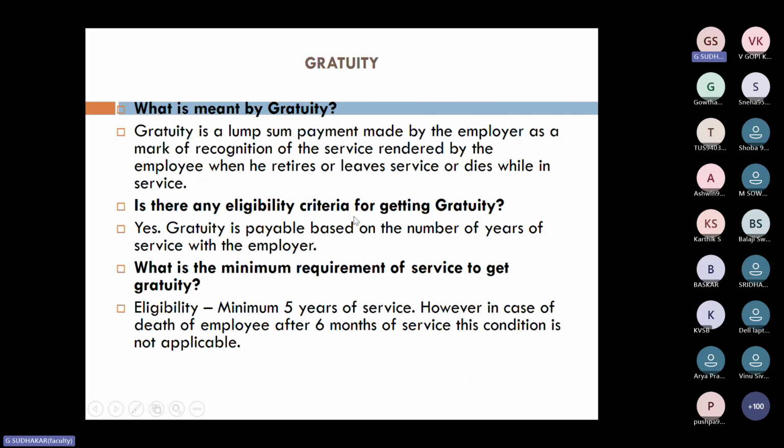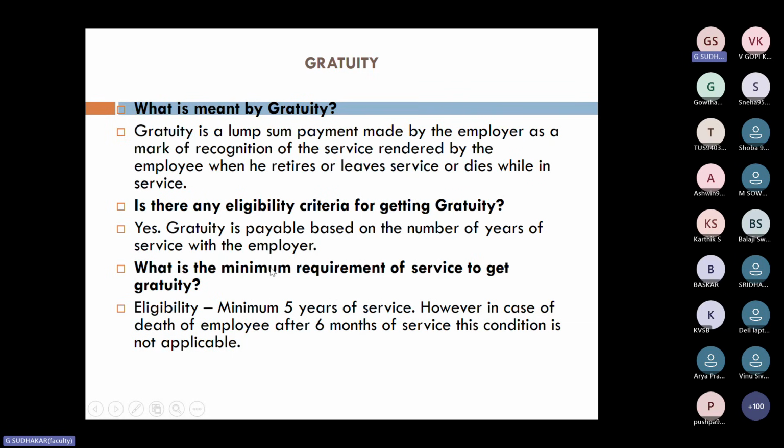Is there any eligibility criteria for getting gratuity? Yes. Gratuity is payable on the number of years of service with the employer. Any number of years. Normally, it will range from 30 to 40, sometimes 25 to 40, in some cases 42 or 43, but it will not go beyond 40 to 45. In government service, it will be a maximum of 40 to 43. Suppose you are appointed at the age of 19 or 20 and your age is 60, then you will get around 40 to 41 years of gratuity.